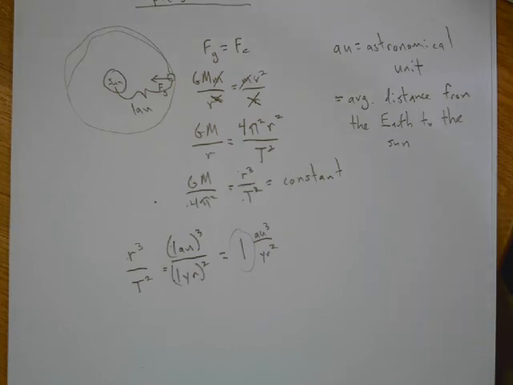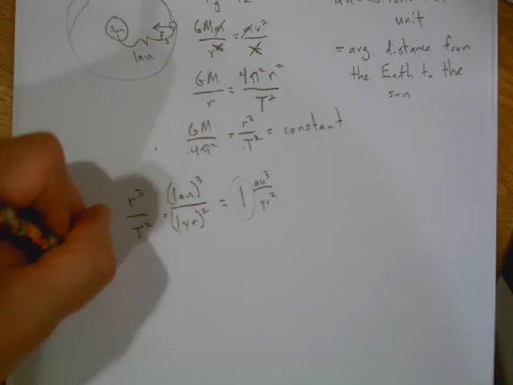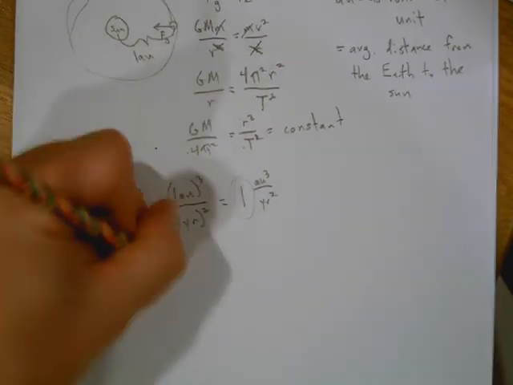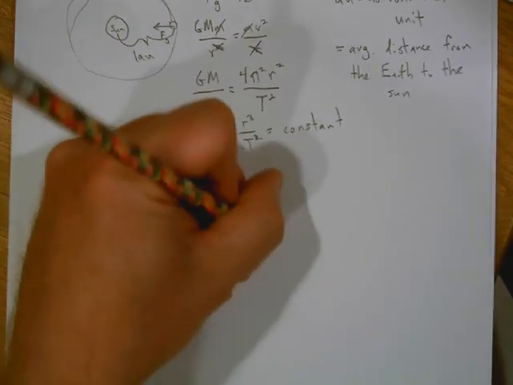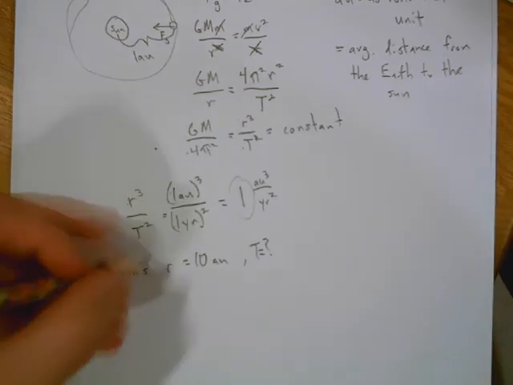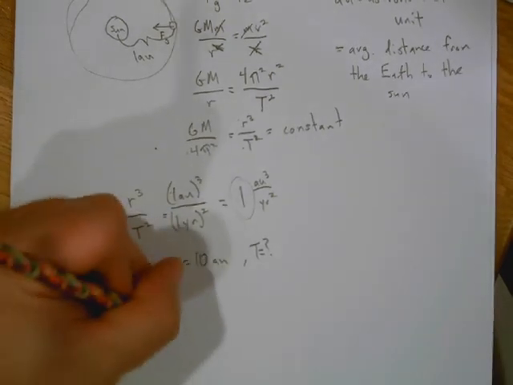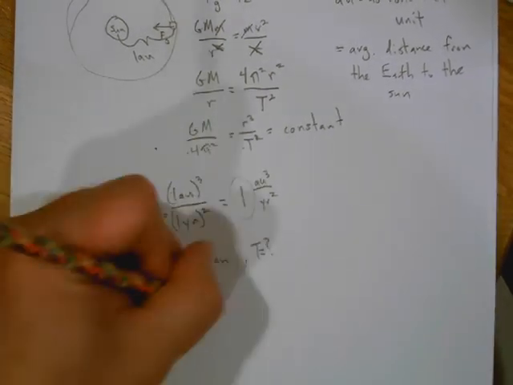The planet Saturn has an average distance from the Sun that's about, I hope I do this right, I think it's about 10 AUs. I'm doing this off the top of my head, which means Saturn is on average 10 times farther away from the Sun than the Earth is. So let's figure out Saturn's period. Saturn is 10 AUs.